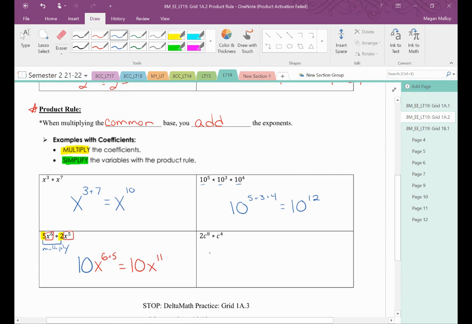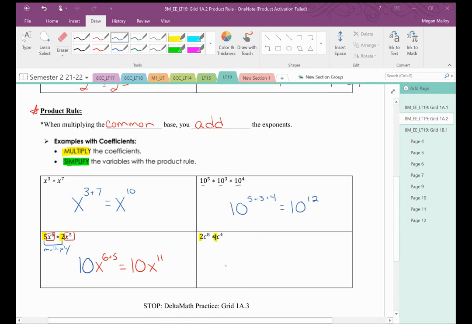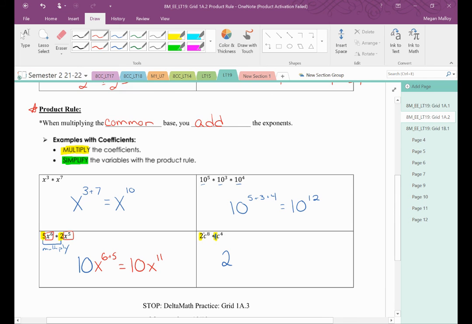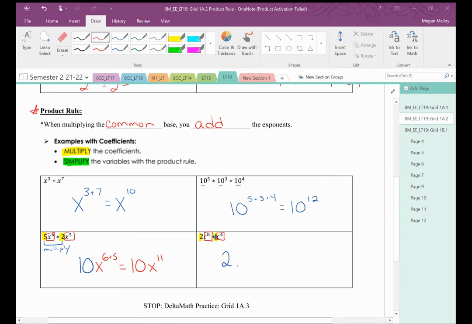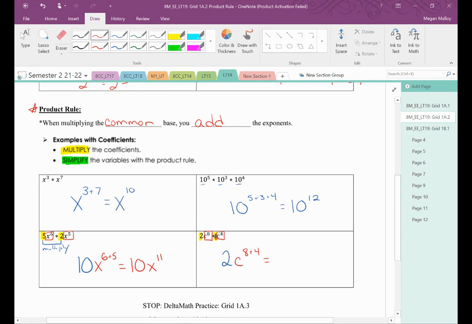Looking at the last example here, I see that I have coefficients. Be careful. I have a 2 coefficient, and then my coefficient on the C is technically 1. If it's not written there, it is 1. All right. And 2 times 1, we know, is 2. And then I would work with my common bases. C to the 8th times C to the 4th. That would be C to the 8 plus 4, which equals 2 times c to the 12th.